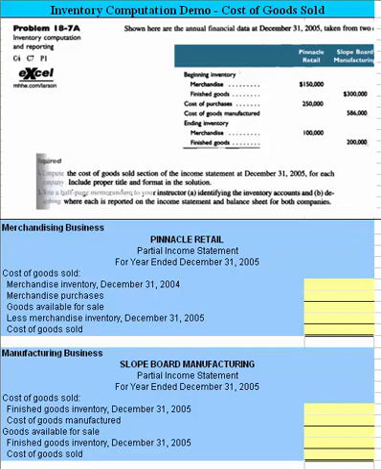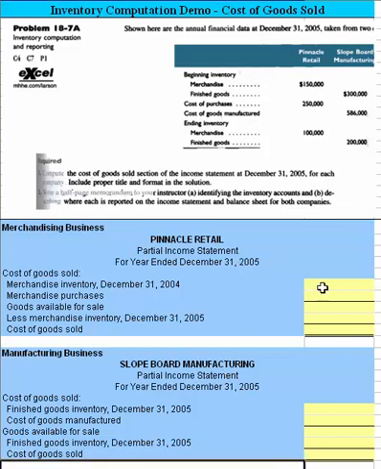And we're going to cover part one, which is a little rough to read, so let me read it to you. Compute the cost of goods sold section of the income statement at December 31st, 2005 for each company and include proper title and format in the solution. Well, I've got it all formatted for us, so all we have to do is compute the numbers, and we'll fill in the cells in yellow.